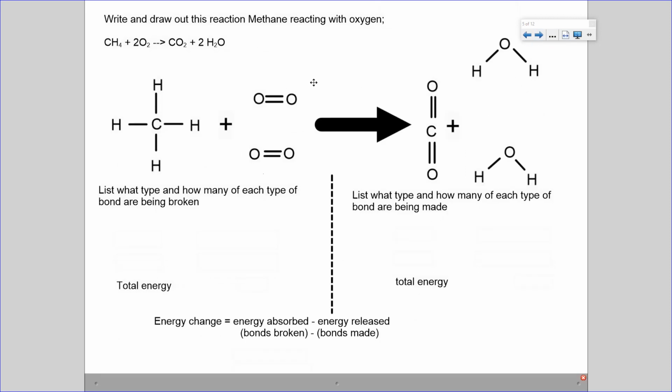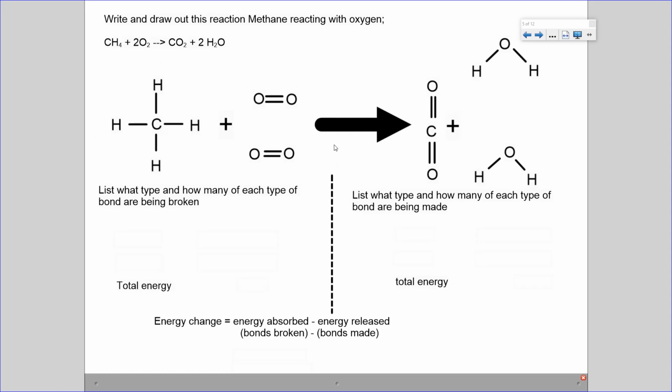So, what we need to do is, if we were given an equation like this, I would always recommend drawing it out in full. Okay, remember that each of these lines is representing a single covalent bond, so we've got double bonds between all of these oxygen molecules. Okay, so we've got methane here, oxygen, carbon dioxide, water.